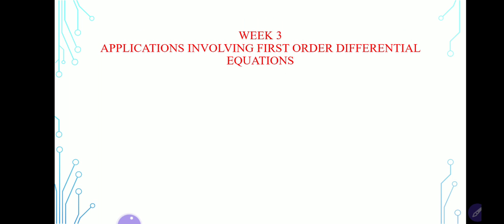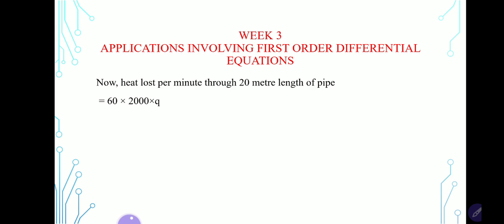Now we have to find the heat lost. Heat lost per minute through 20 meter length of pipe, as given in the problem, can be written as 60 multiplied by 2000 q. 1 minute is equal to 60 second, and 20 meter is equal to 2000 centimeter, into q. The value of q is 163. So after simplification we get the answer 1956000 calorie. So this is the heat lost per minute through 20 meter length of pipe.